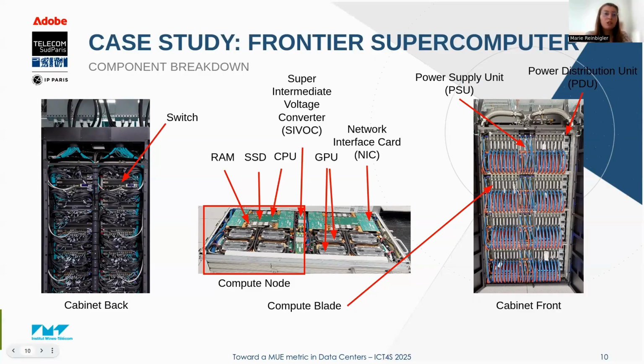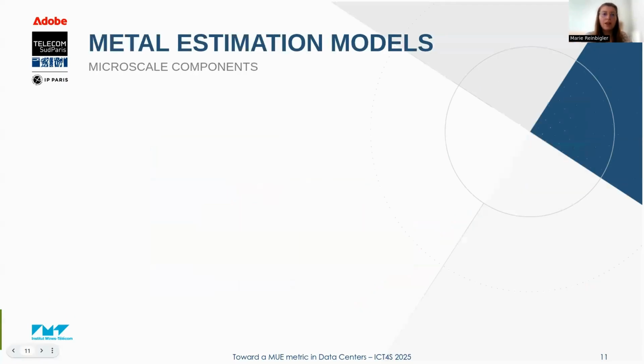Now that we know which components are inside the compute room, we can start to model the estimation of copper and gold. So let's start at the fine grain scale, which is the micro scale, and it focuses on what is happening inside the chip.